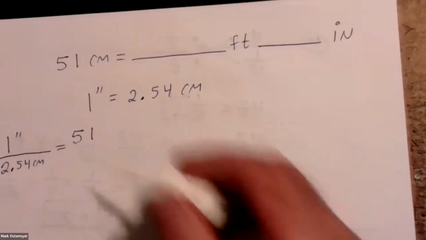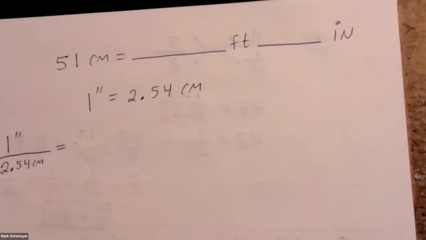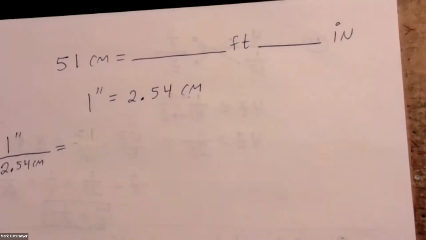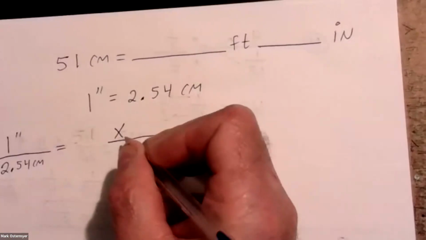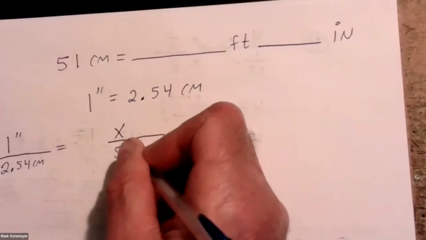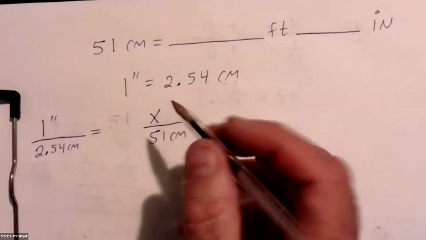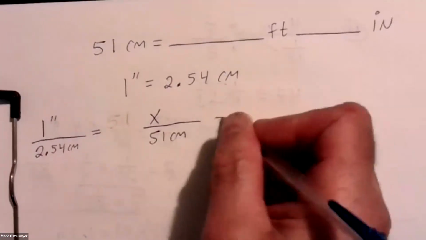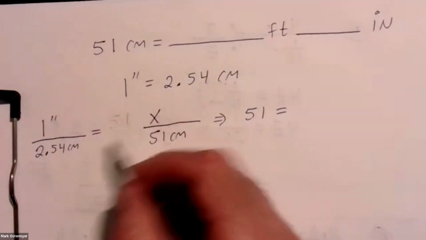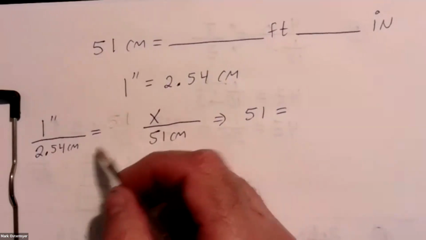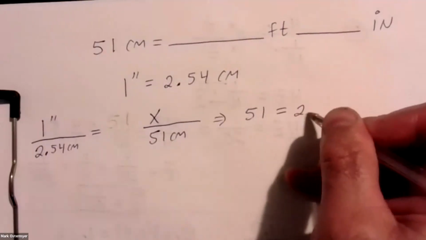Write this out here. So 1 inch is to 2.54 centimeters, as X inches is to 51 centimeters. So we can now solve this proportion. We can cross multiply. So 1 times 51 is 51, and we can set that equal to 2.54 times X. And 2.54 times X is 2.54X.